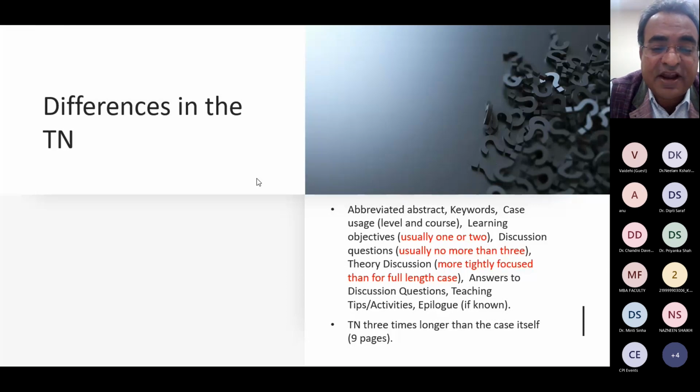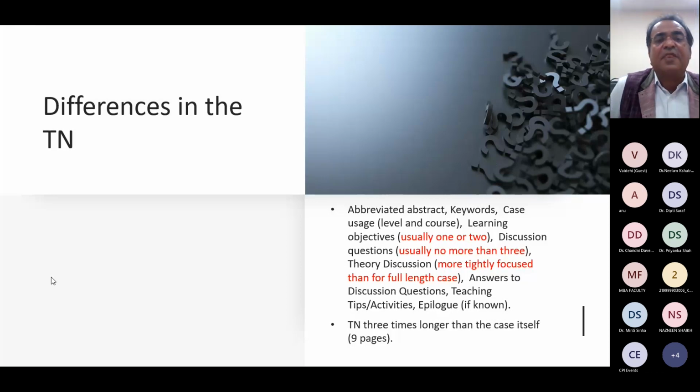And it is generally followed by an epilogue or a postscript of what happened after that, in case it is known, right? So there are certain areas of a compact case teaching note where you need to shorten the size. You need to look at the learning objectives, which are probably 1 or 2. The questions need to be not more than 3. And your theory discussion has to be much tighter compared to a normal teaching note of a traditional case.